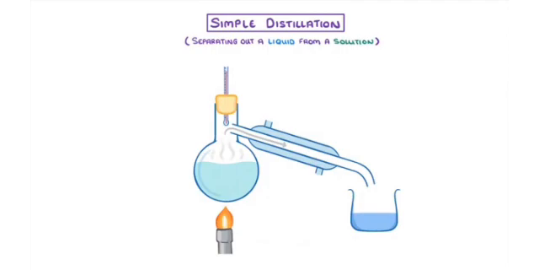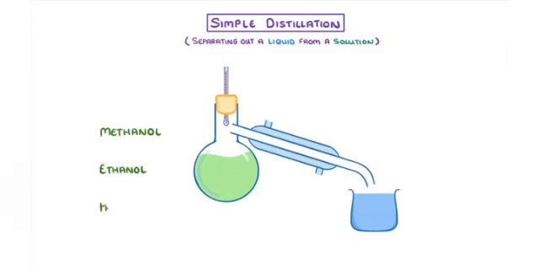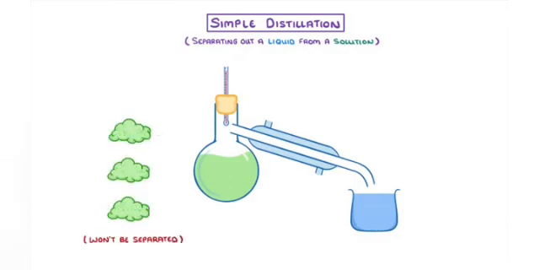So in our case, as we heat the seawater, we'll get more and more pure distilled water, until eventually all we have left in the flask is salt. Now imagine instead that we were trying this technique with a different mixture, one containing some different liquids, like methanol, ethanol, and propanol. Because these liquids all have similar boiling points, when we heat them, more than one of them will evaporate, and so they won't be separated into pure substances.